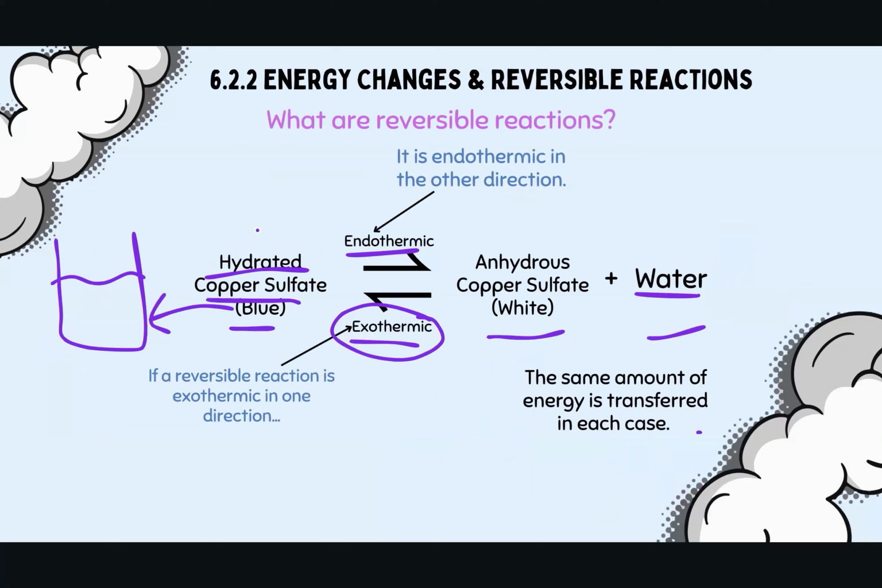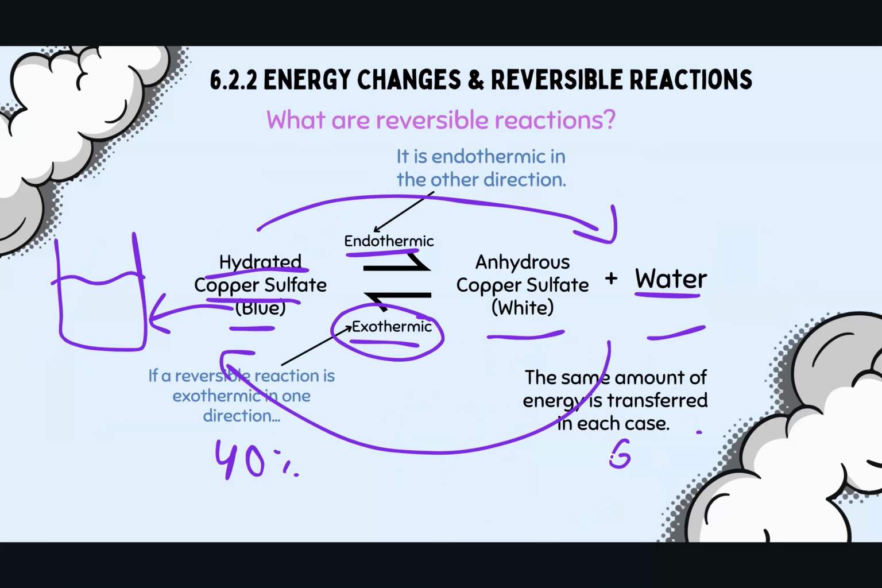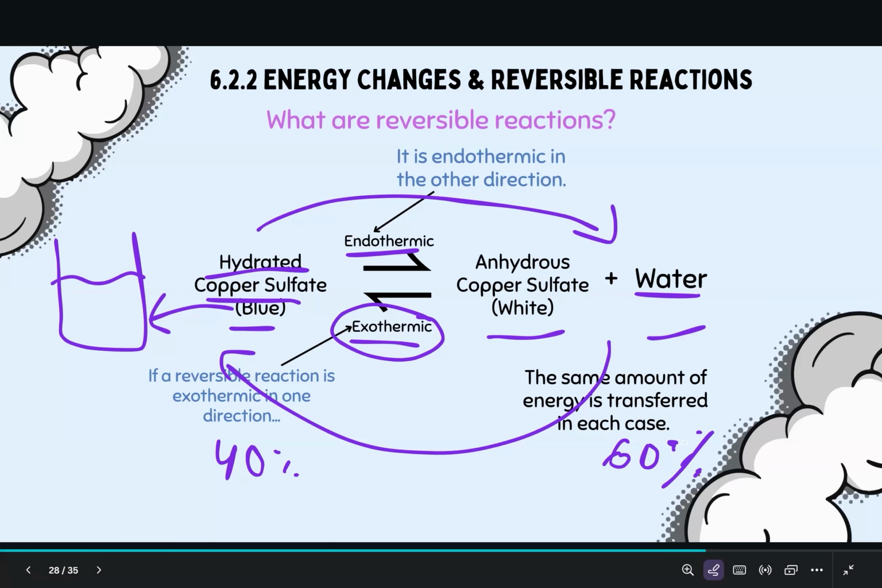The hydrated copper sulfate is making these two things, and anhydrous copper sulfate and water is making the hydrated copper sulfate, but it's happening at the same rate. So if I've got 40% of this and 60% of this, that's it. That's the max we're going to get to, unless we change the temperature, unless we change the concentration of something.